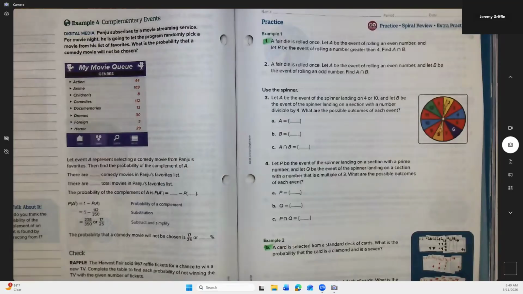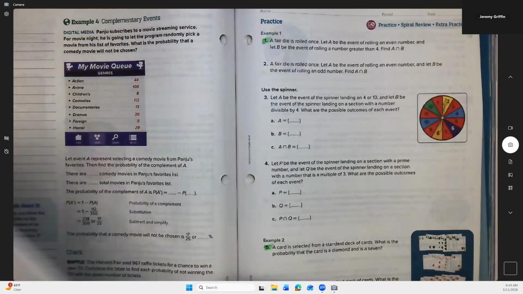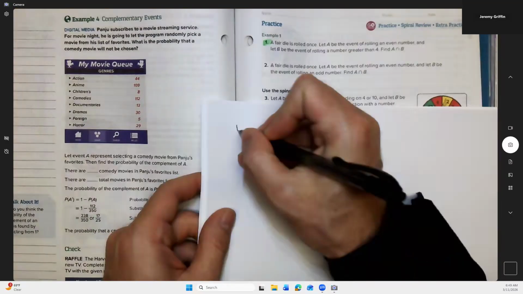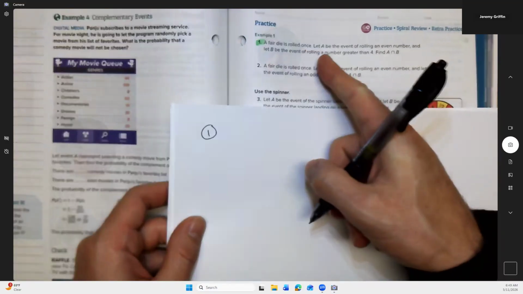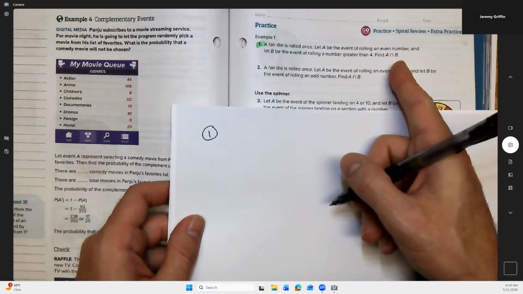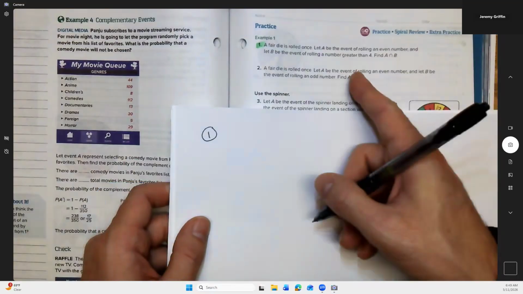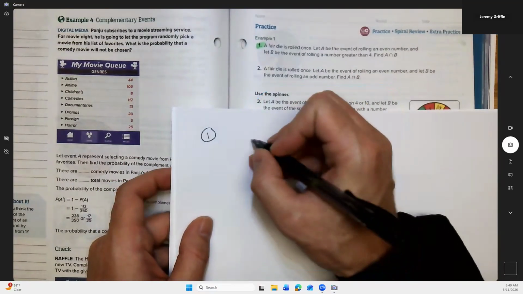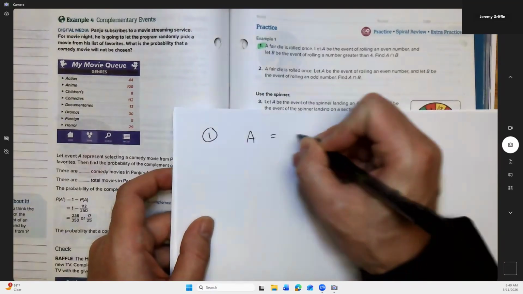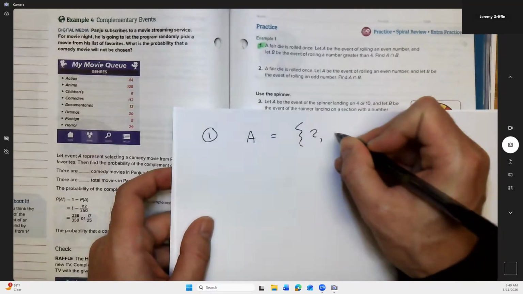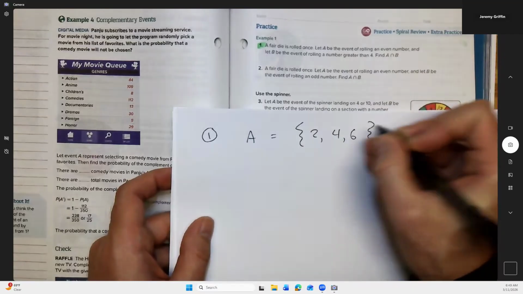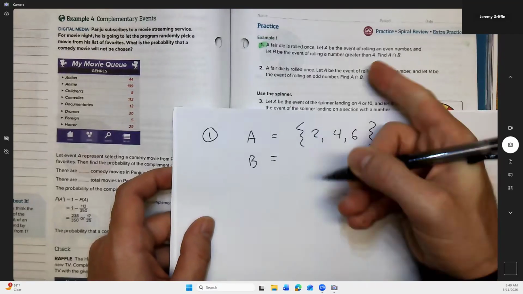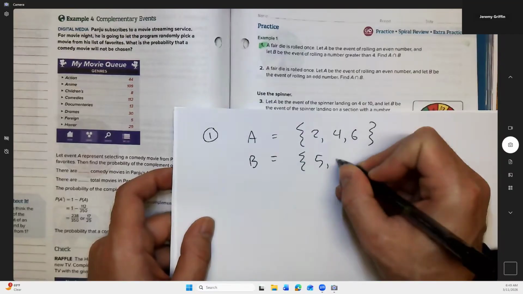All right, let's do some book examples. I've got some highlighted here. Number 1, a fair die is rolled once. Let A be the event of rolling an even number, and B be the event of a number greater than 4. Find A intersection B. So we got event A is even, which can be a 2, a 4, or a 6 on a fair die. Event B is greater than 4, which could be either a 5 or 6.